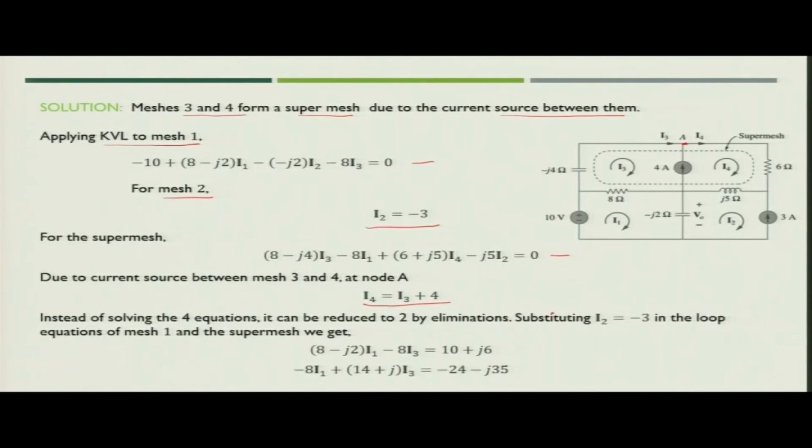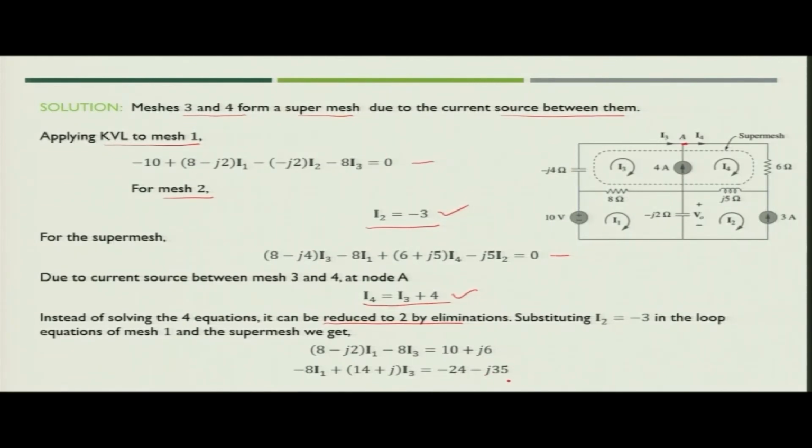So, now we have 4 equations. Using the I2 value and the value of I4, we can put these two values in the other two equations and simplify. So, we are reduced to only two equations. First, we will have 8 minus J2 I1 minus 8 I3 is equal to 10 plus J6, and for the second one, we get minus 8 I1 plus 14 plus J I3 equal to minus 24 minus J35.